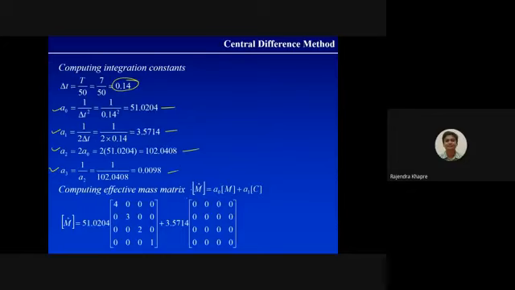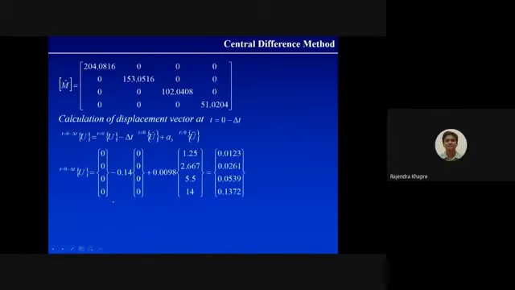Okay, then we have to calculate the effective mass matrix M cap. So already the expression is given to you. So out of this, a1 is known, a0 is known, m is also known, and c is also known. C is already 0. Okay, so since c is already 0, you can get the effective mass matrix as a0 into mass matrix only. So you are going to get a very simple expression over here. So this is the effective mass matrix, 204, 153, 102, and 51. Okay, so this is the effective mass matrix.